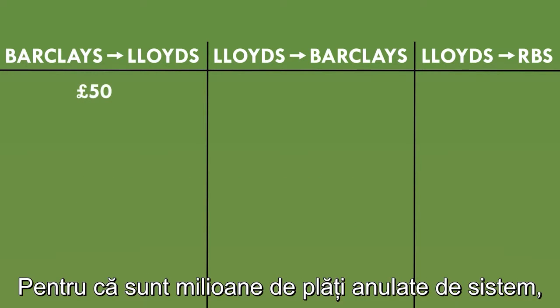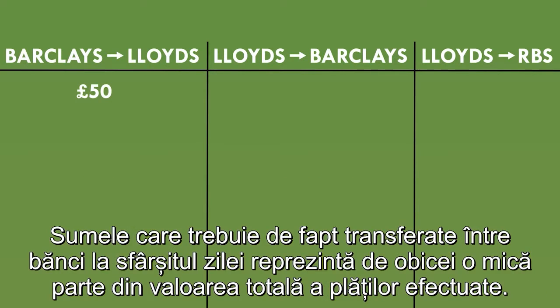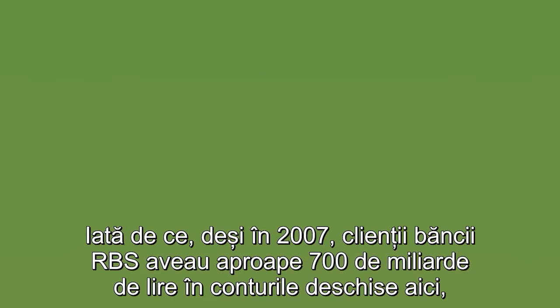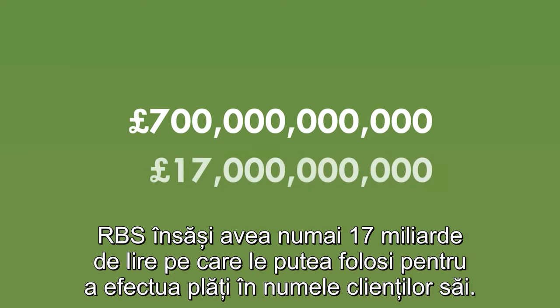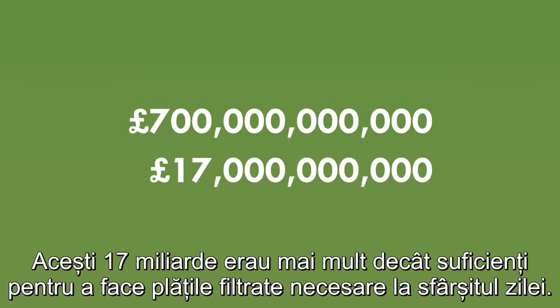Because there are millions of payments being cancelled out by this system, the amounts that actually need to be transferred between the banks at the end of the day are usually just a tiny fraction of the total value of the payments made. And this is why, even though in 2007 RBS had nearly £700 billion in its customers' accounts, RBS itself only had £17 billion that it could actually use to make payments on behalf of those customers. This 17 billion was more than enough for the total netted payments that it would need to make at the end of the day.